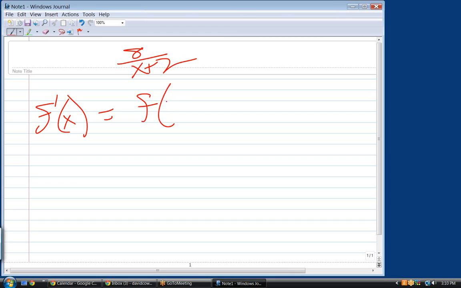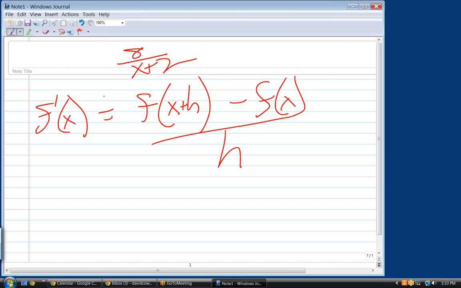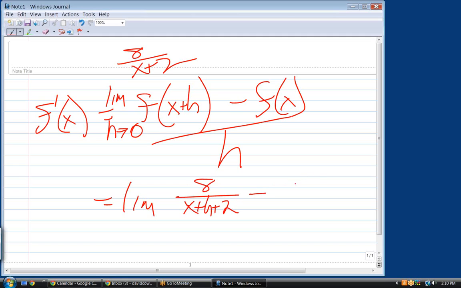Well, it's f of x plus h minus f of x all over h, and the limit of that as h goes to 0. So, if we plug in, what's f of x plus h? 8 over x plus h plus 2. What's f of x? 8 over x plus 2. All right.